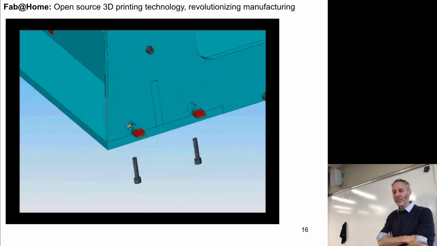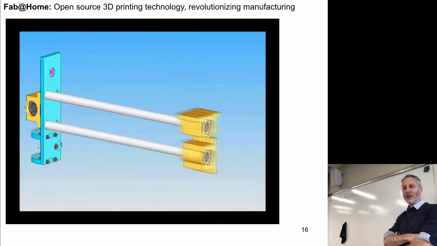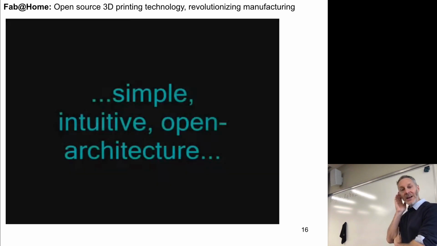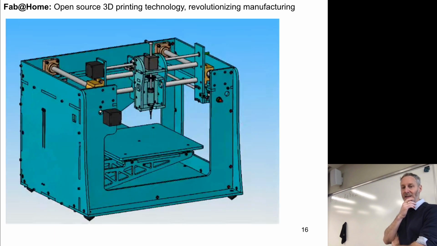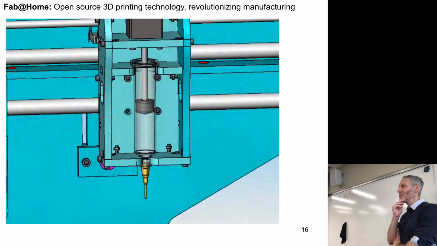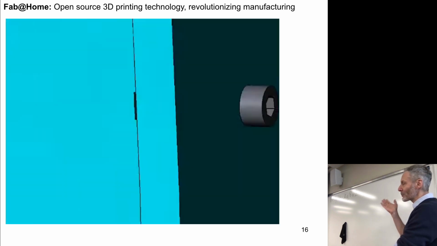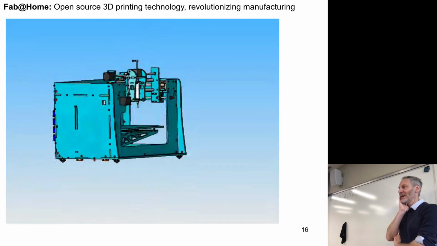So the Fab at Home project was basically a do-it-yourself project where you could buy a lot of these parts. They're very cheap, and you could assemble them at home with common tools, not that difficult. And if you knew how to use CAD, you could actually make one of these things. And the idea would be maybe 3D printers would become like personal computers in the 80s.